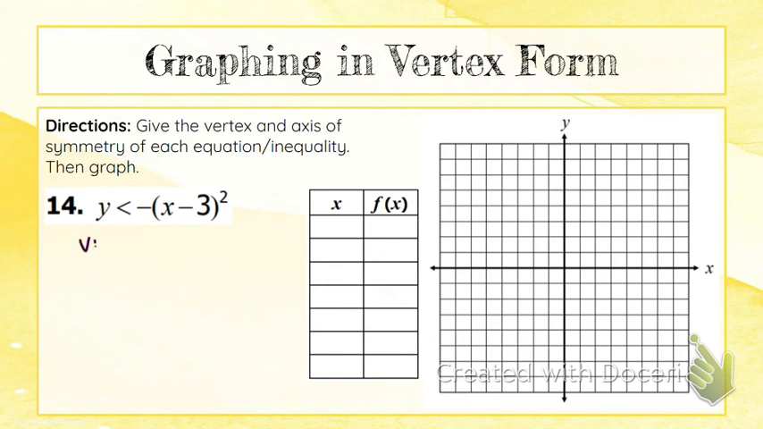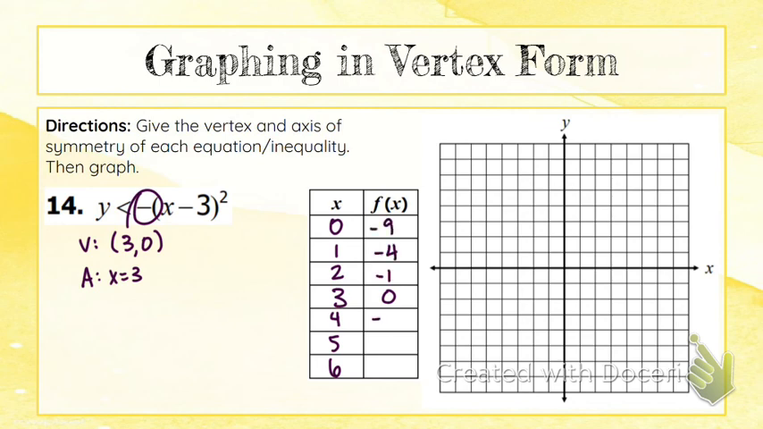So the vertex here is 3, 0. The axis is x equals 3. And if you notice, it's reflected over the x-axis. So we're going to put our vertex in, 3, 0. Go down from 3, up from 3. And then use our calculator to fill in the rest, or you can do the math. That's also fine. But we're going to see that our graph should look something like this.